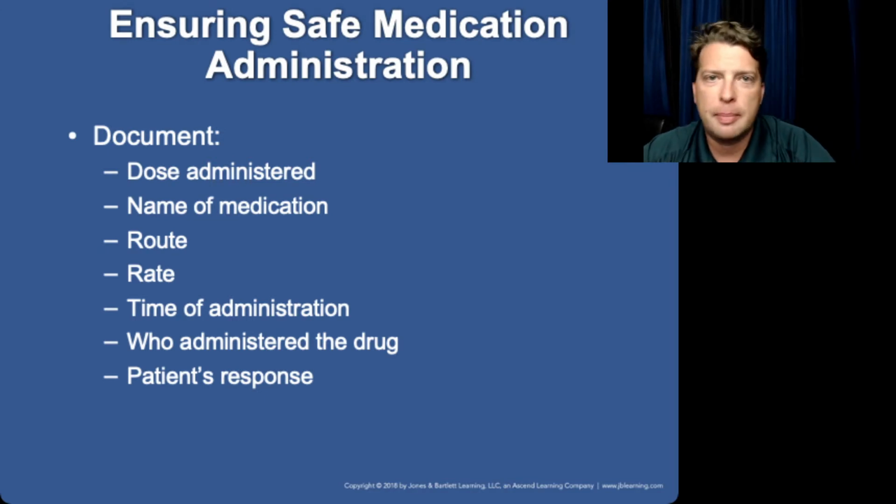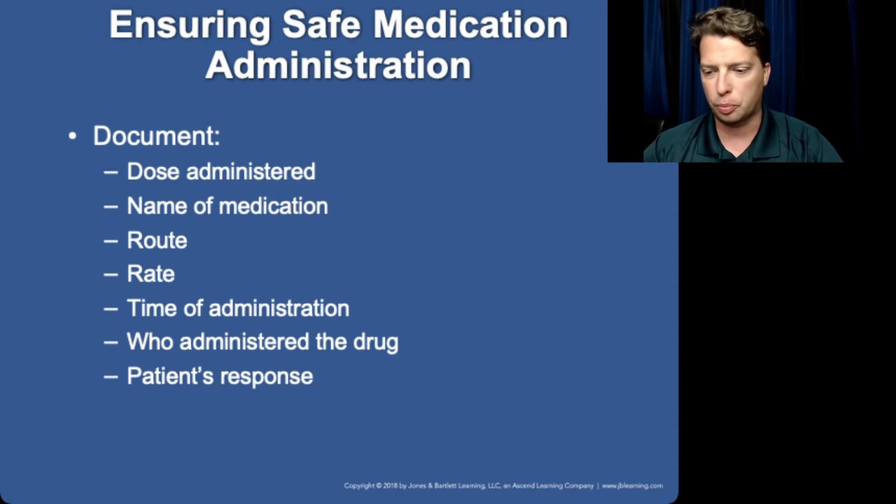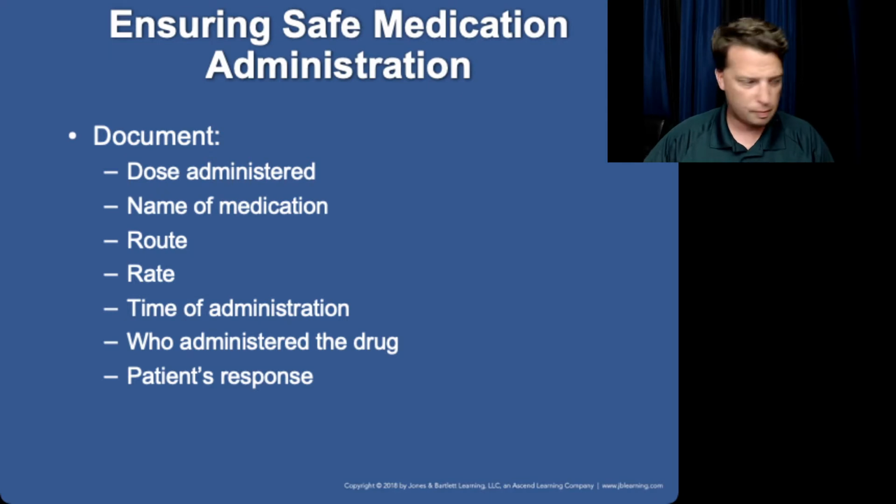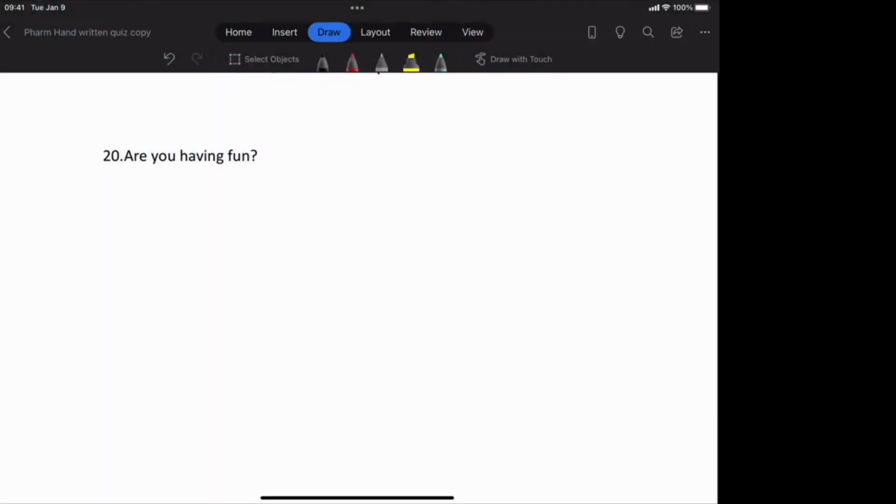Okay, so when we're giving the medication, it is really important that we document it appropriately. I'll give you an example of that. So I'm going to go back to the page that we had earlier. All right, so let's say that we're taking care of a patient with asthma. The patient was complaining of shortness of breath, and when I document giving albuterol, I'll record something along these lines.